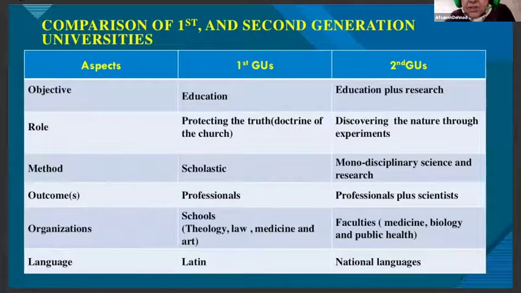In the second generation university, the objective changed to education plus research. And their role was to discover the truth through experiments. And their approach was monodisciplinary science and research. And they tried to train individuals to become professionals plus scientists. And we had faculties like Faculty of Medicine, Biology, and Public Health. And there was a focus on national languages at that time.